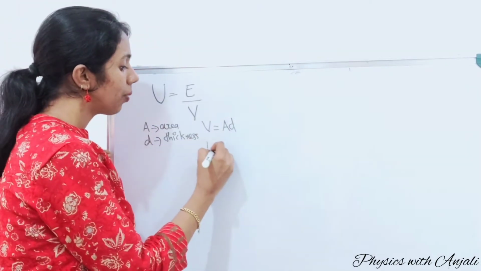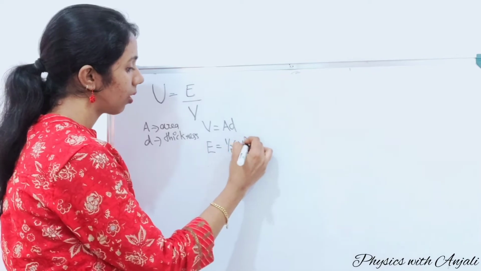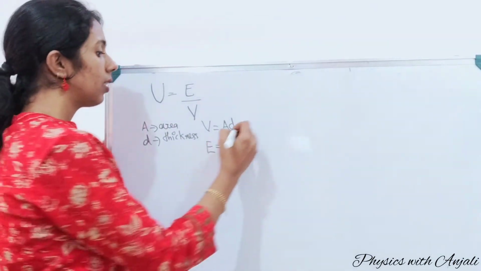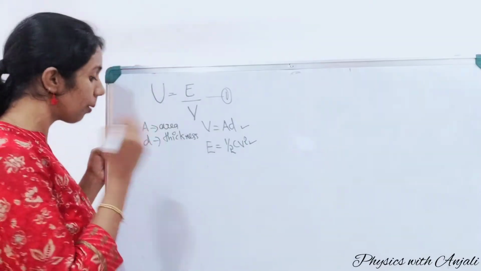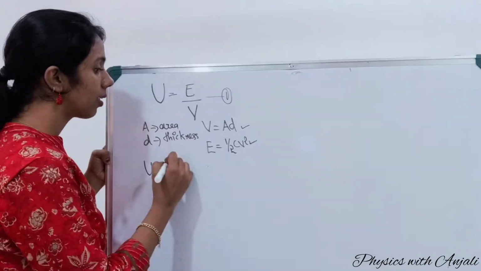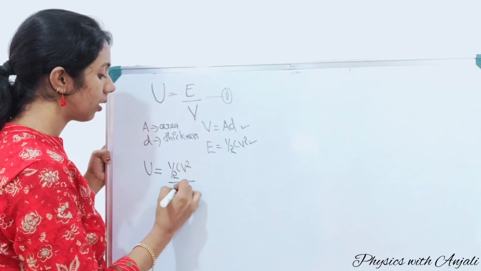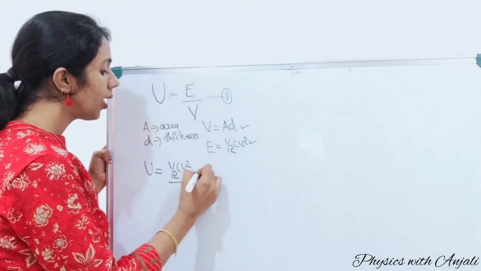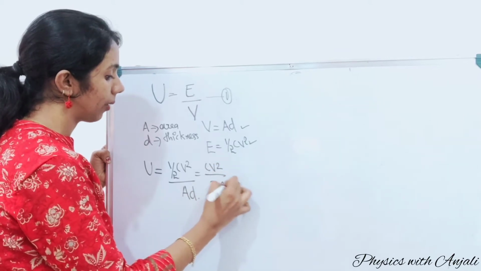Similarly, the equation for energy is half CV square or half Q square by C. You can use any equation. So we will substitute these equations in the equation of energy density. So U becomes half CV square divided by volume V. Instead of volume V, we can write it as AD, or it is CV square divided by 2AD.